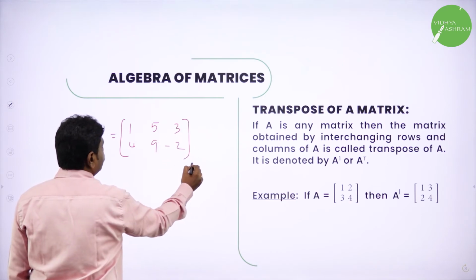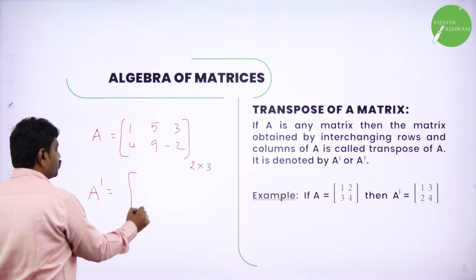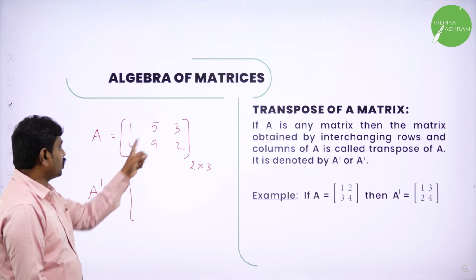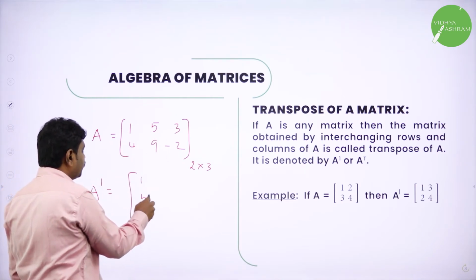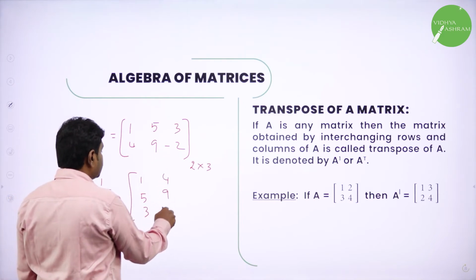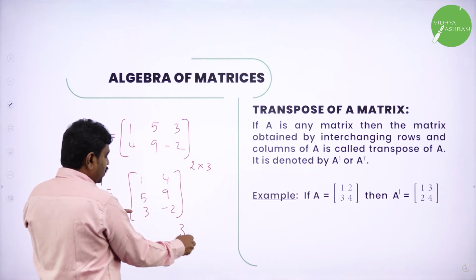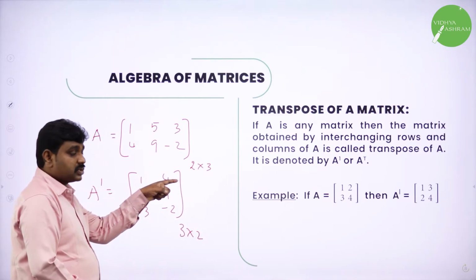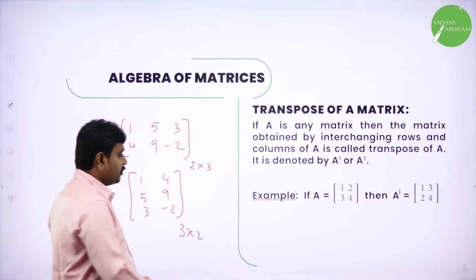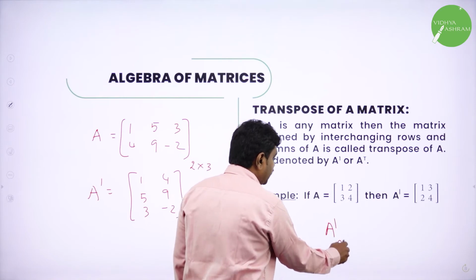Suppose I give A equal to 1 5 3, 4 9 minus 2. What is the order of this? 2 rows, 3 columns. I want A dash, A transpose. How to do transpose? Change the rows to columns. What is the first row? 1 5 3, make it the first column. Change the second row to the second column. Make it 4 9 minus 2. So what is the order? Reverse, 3 rows, 2 columns. When you transpose, order interchanges. If a matrix is of order m cross n, A dash will be of order n cross m.